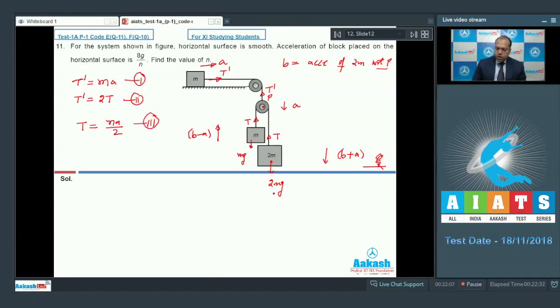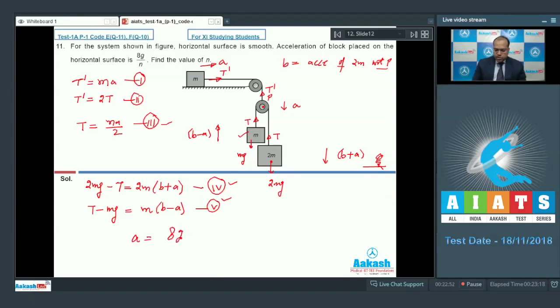So if I write the equation on the 2m block, then I can write 2mg minus T is equal to 2m into (B plus A). This is my equation 4. And if I write F equal to ma on this block, then I can say that T minus mg is equal to mass into acceleration, that is (B minus A). So this is my equation 5. On solving equations 3, 4 and 5, I will get the value of A, and A comes out to be 8g by 11. So on comparison, the value of n comes out to be 11. So the correct answer for question number 11 is 11.